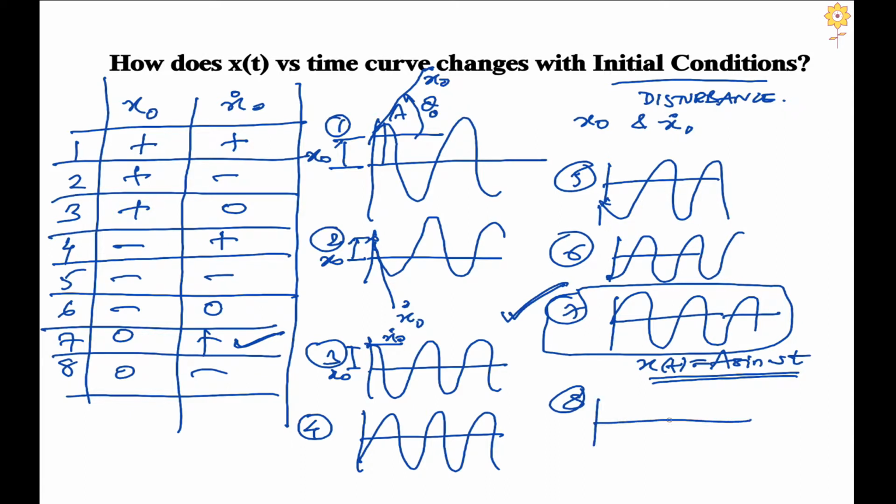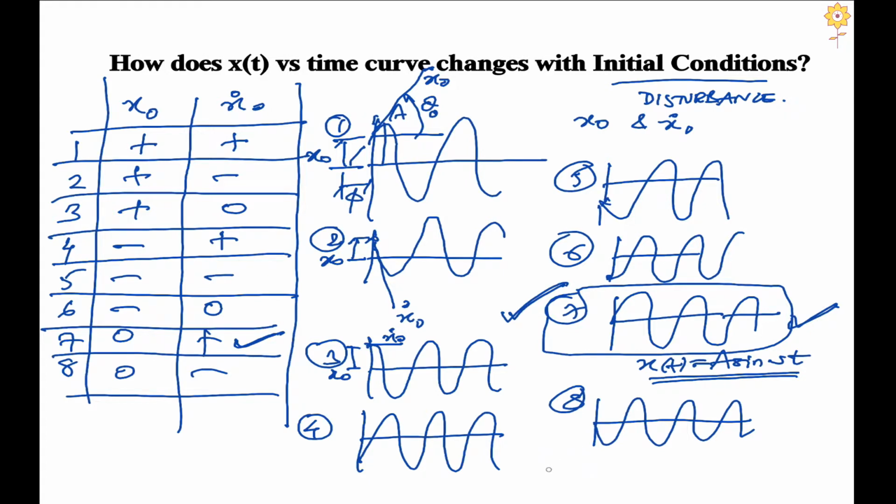So the final one will be 0 and negative, so 0 displacement and negative velocity, something like this. If we look at all these plots, you will observe that by a different combination of initial displacement and velocity, I have a change in the value of the phase difference or phase, okay. So this occurrence of the cycle is changing with respect to a change of initial conditions, right. So this is a special case where initial displacement is 0 but velocity is positive.